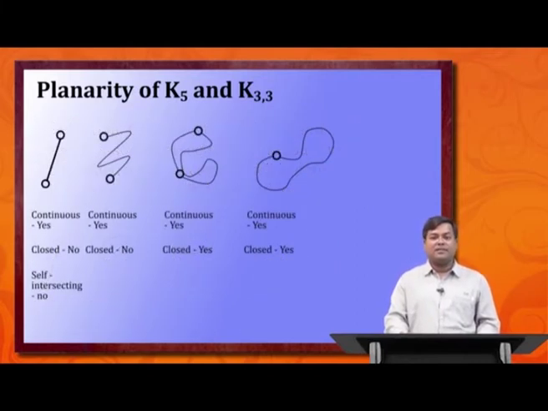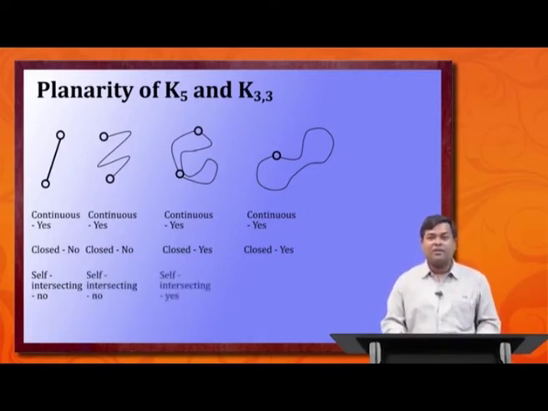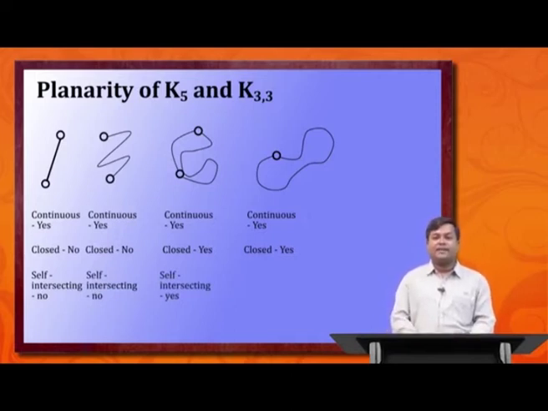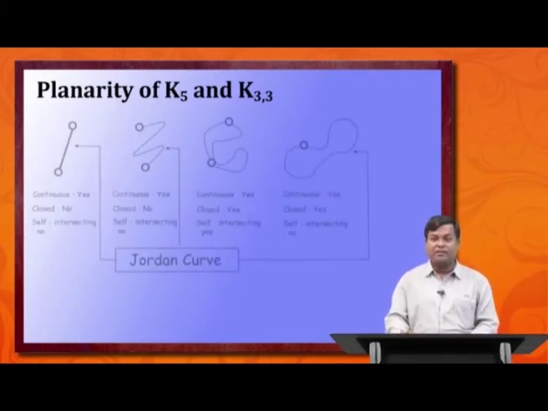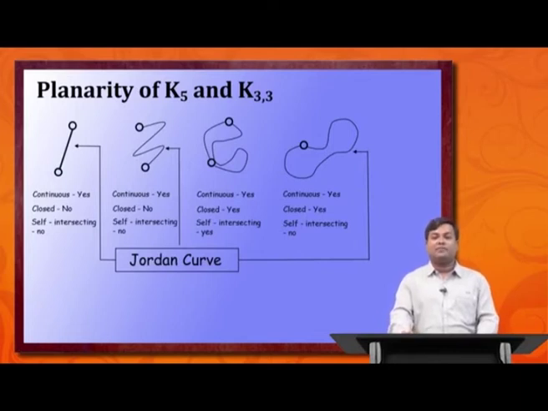Now we need to check which of these 4 graphs are non-intersecting. The first one is not self-intersecting. The second one is also the same. The third one is self-intersecting, and the fourth one is not self-intersecting. So if we go by the definition of Jordan curve, the first graph, the second graph and the fourth graph are all Jordan curves, but the third one, which is a self-intersecting graph, is not a Jordan curve. So the final conclusion is these 3 are Jordan curves. The first and second are normal Jordan curves, and the fourth one is the closed Jordan curve.